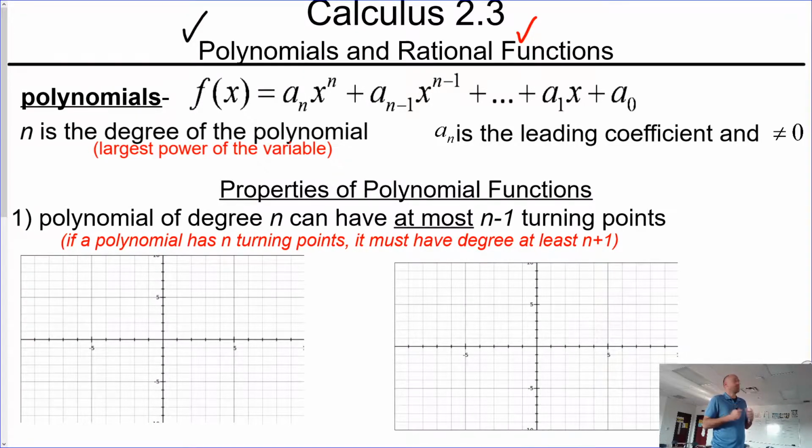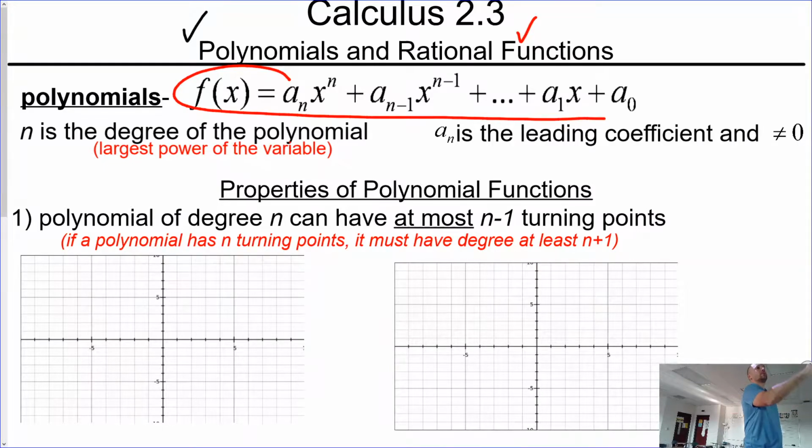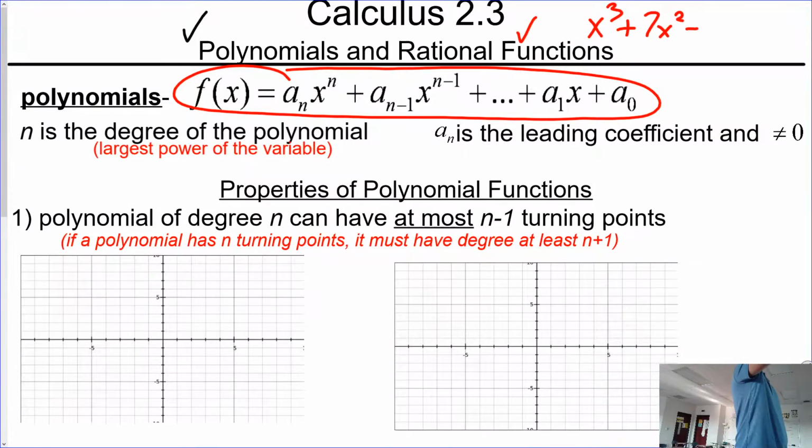But here we go. Polynomials are basically your normal looking functions. This right here looks super complicated. The idea of a polynomial is x to the third plus 7x squared minus 4x plus 2. It starts with integer exponents. You start with the highest power exponent and you work your way down, so cubed, squared, the first power, and then down to a constant. Those are polynomials.